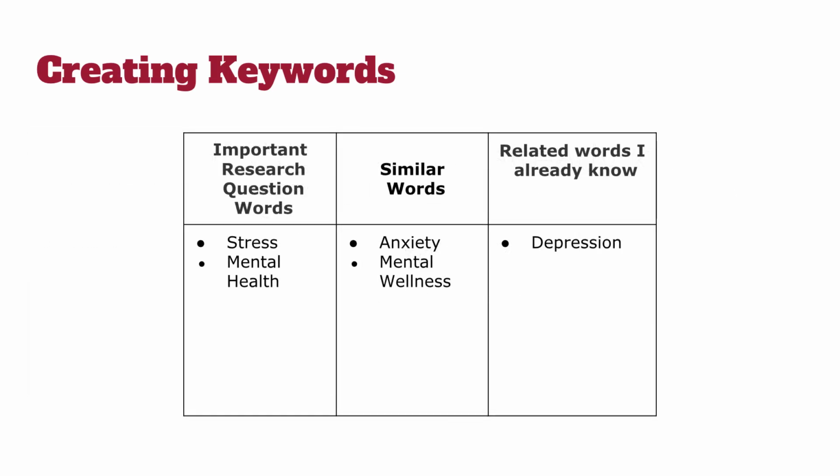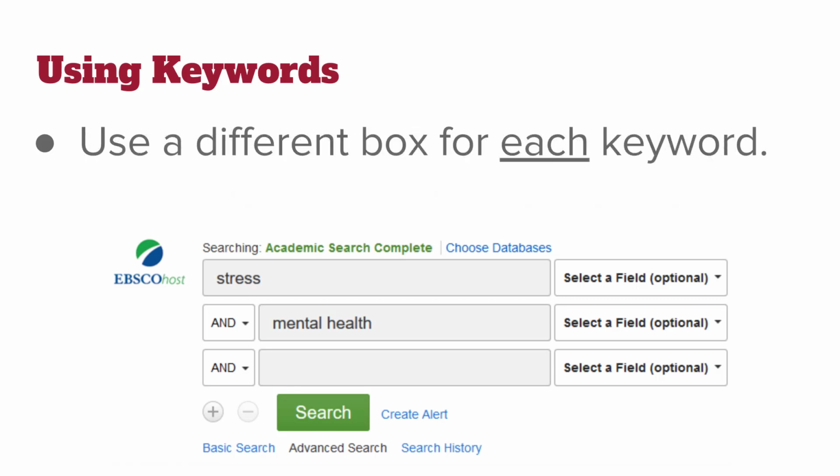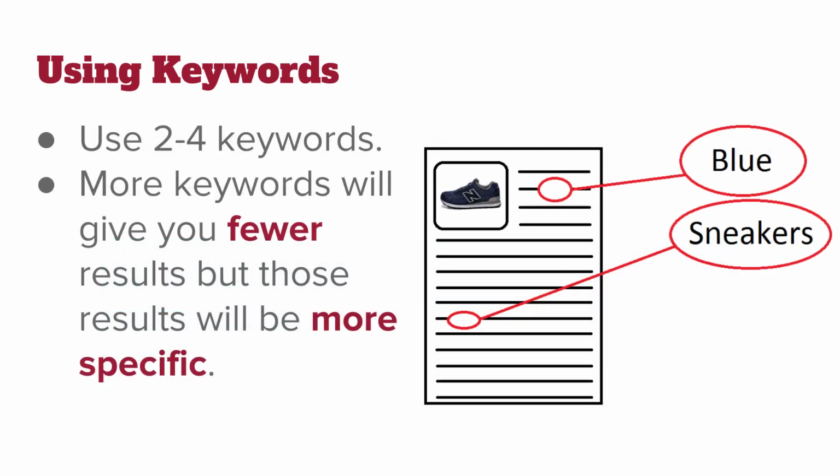Now that our toolbox is full of keywords, the last thing we need to talk about is how to connect them. Most databases will give you multiple search boxes for your keywords. Use a different box for each keyword. If there's only one search box, connect keywords with the word "and." When searching, use between 2 and 4 keywords. Using more keywords will give you fewer results because the computer is trying to match more words. However, your results will be more specific to your topic if you use more keywords.